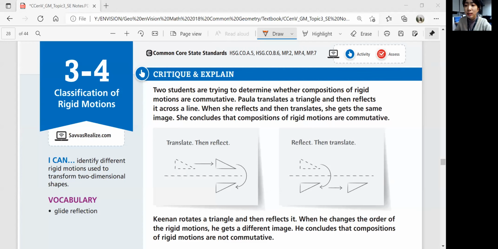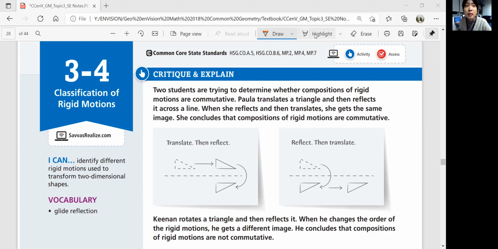Hi, this is Geometry, Topic 3, Lesson 4, Classification of Rigid Motions. In the past lessons, we talked about different types of transformations. We started with reflection, and then translation, and then rotation. So in this lesson, you'll be able to identify different rigid motions used to transform two-dimensional shapes. That means you'll specify a sequence of transformations that will carry a given figure onto another. You will also use geometric descriptions of rigid motions to transform figures.